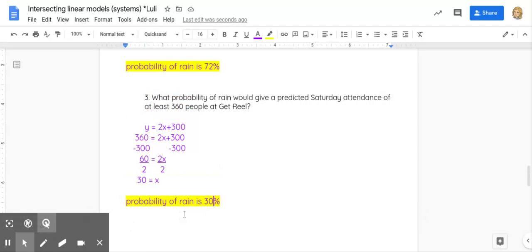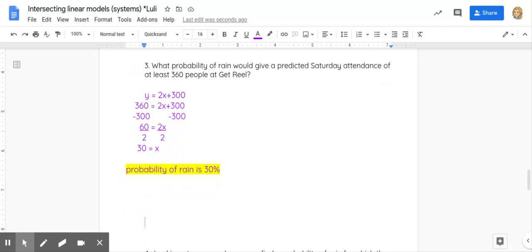All right, when you went ahead and plugged in for the equation y equals 2x plus 300, you plug in the 360 for your y. You're going to have to do some inverse operations. You should end up with 30 equals x. So that probability of rain is 30%.